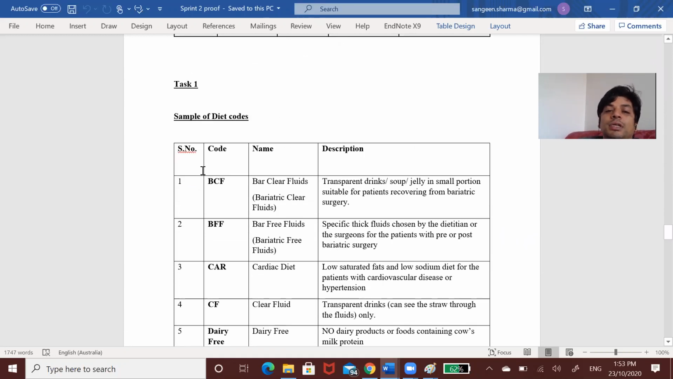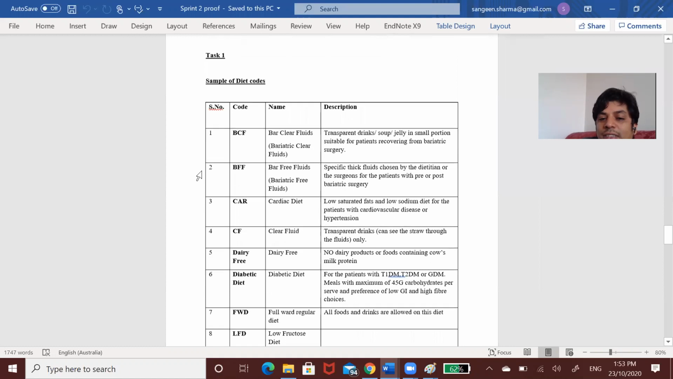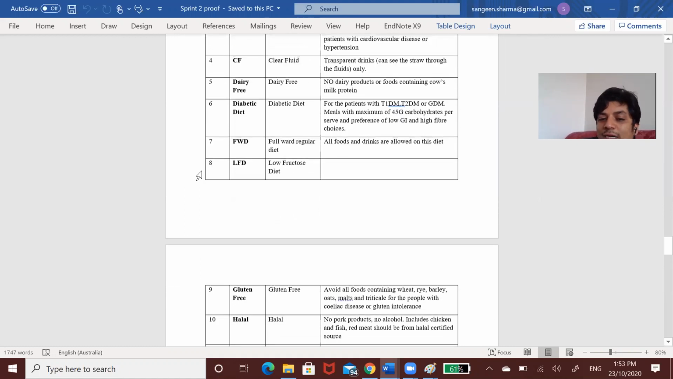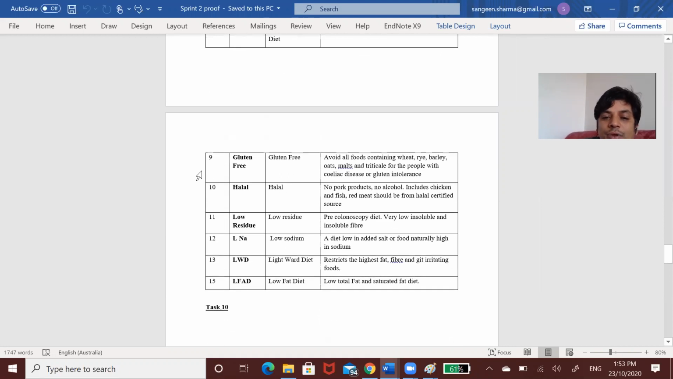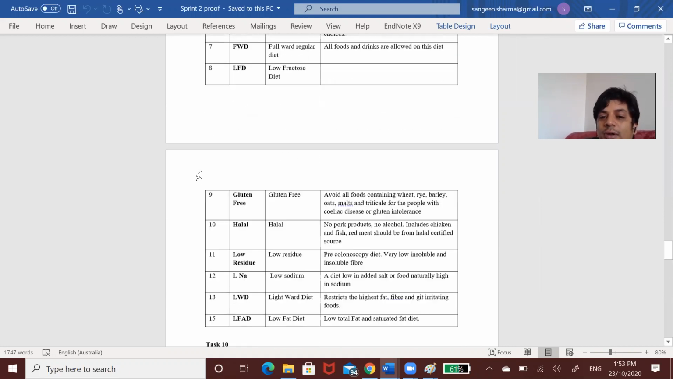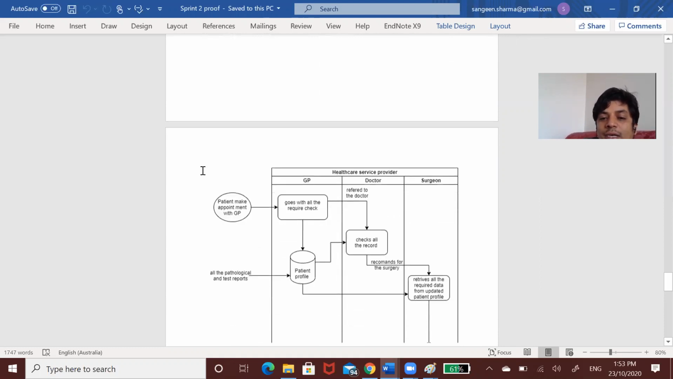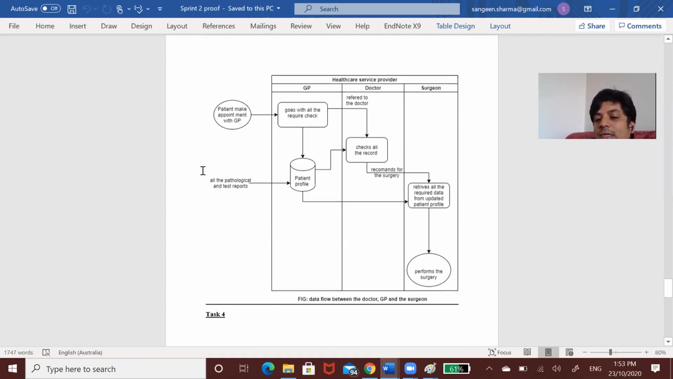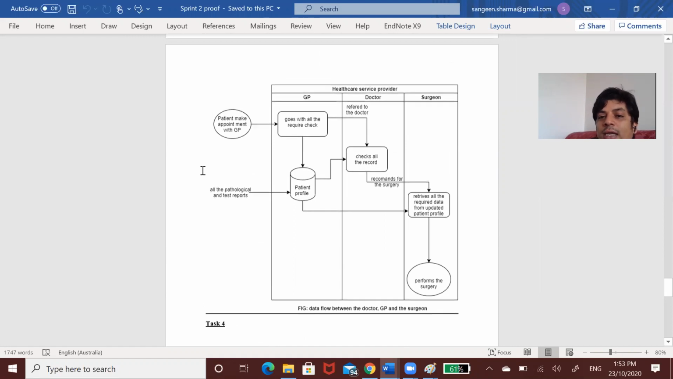For task one, the hospital catering staff want the diet code of the different patients so that the right food can be delivered to the right person. And this is the sample diet code that I created for our project. Similarly, the next was task 10, for the healthcare service provider: if the patient is referred from the GP to the surgeon, how the task flows, and how the data flows between the doctor, GP, and the surgeon. This is the structure of the data flow.